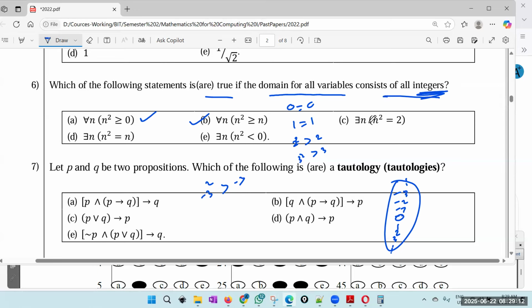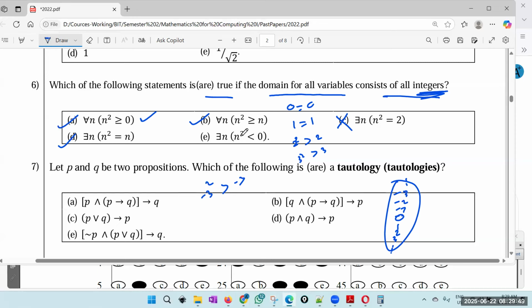Now this one: exists n such that n squared is 2 means n is root 2. Root 2 is not an integer. So there's no integer where n squared is 2. Therefore I say no. Exists n such that n squared is n: yes, there's one value. Actually, two values. 1 squared is 1, 0 squared is 0. Both are integers. We discussed the different classification of numbers. So 0 is an integer. So this is correct.